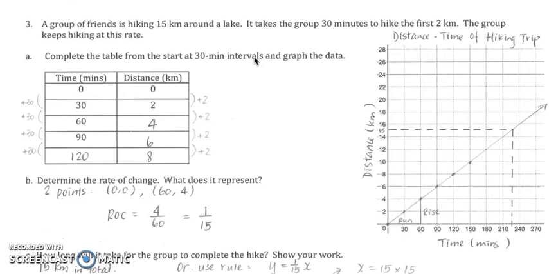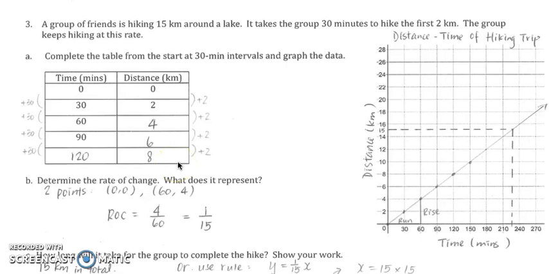So here, time 0, we assume they're starting, so there's no distance yet. The question says it takes the group 30 minutes to hike the first 2 kilometers, so 30 is 2. So if they hike for another 30 minutes, they are at a distance 4 kilometers from the starting point, and so on. Okay, so every 30 minutes, so keep adding 30 in the first column, distance increases by 2.